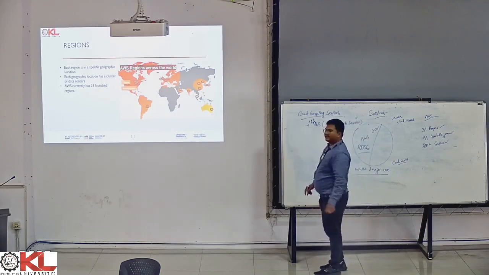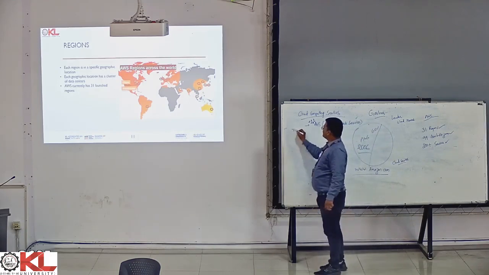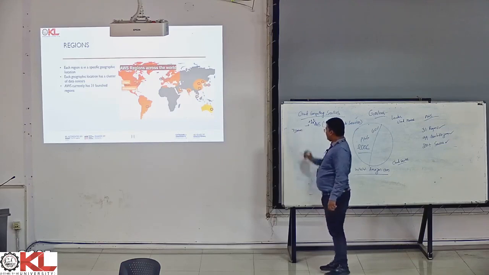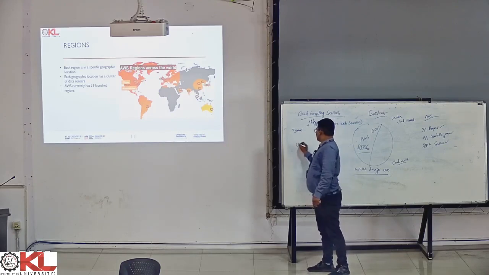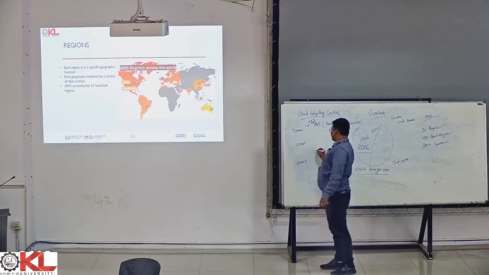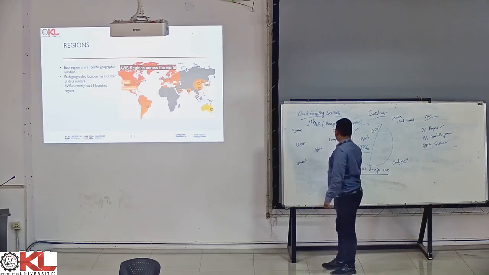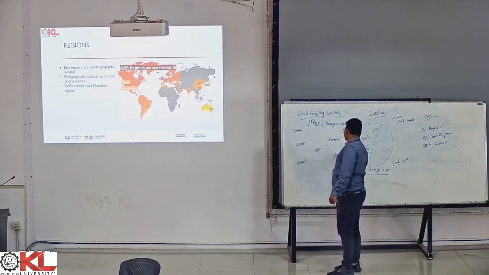Now here we know that there are 7 different continents, yes or not? In this, US East, US West. Similarly, we have Africa, we have Europe, and we have something like Australia, and we have Antarctica.